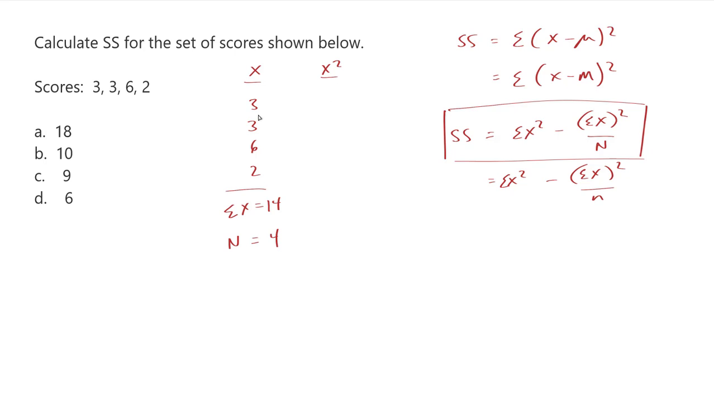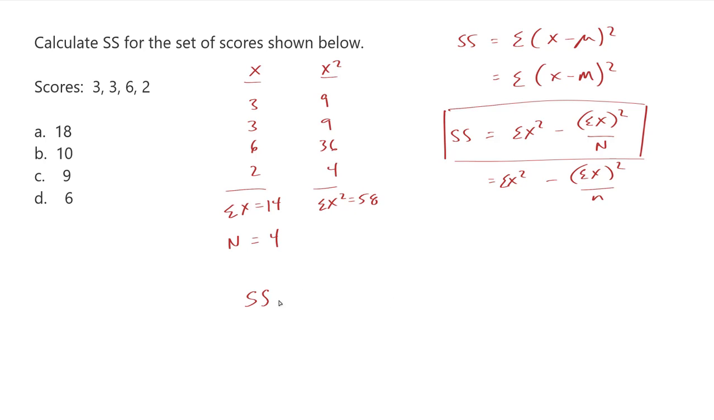So I'm going to square each one of these values: 9, 9, 36, and 4. Add these up. So 9 plus 9 is 18. 18 plus 36 gives me 54. Plus 4 is 58. So my sum of x squared is 58.